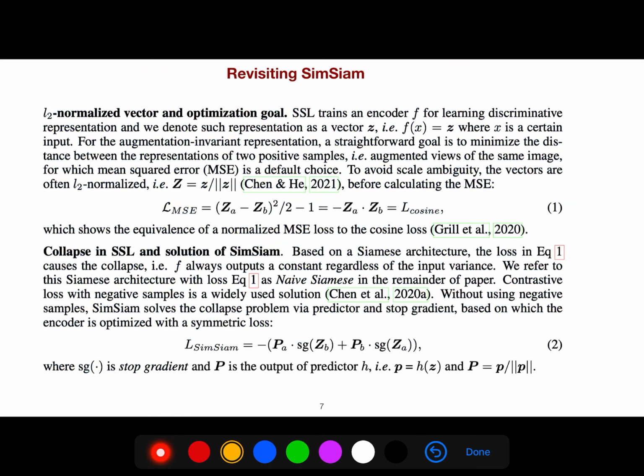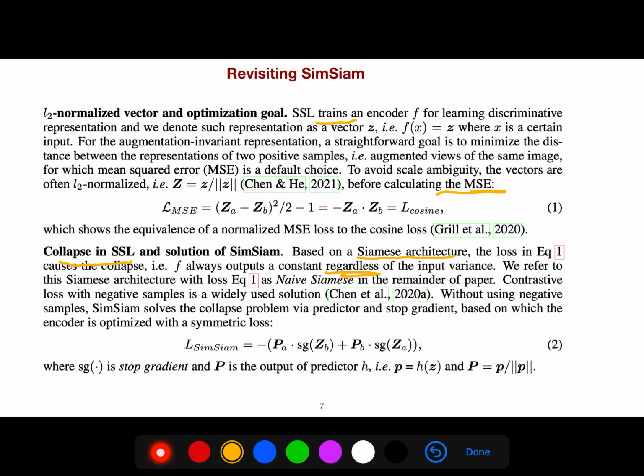And for L2 normalized vector and optimization goals, self-supervised learning trains an encoder for learning discriminative representation, and to avoid scale ambiguity, the vectors are normalized before calculating this mean squared error. But collapse is a solution in SSL and SimSiam, because the Siamese architecture causes the collapse, and f always outputs a constant regardless of the input variance.